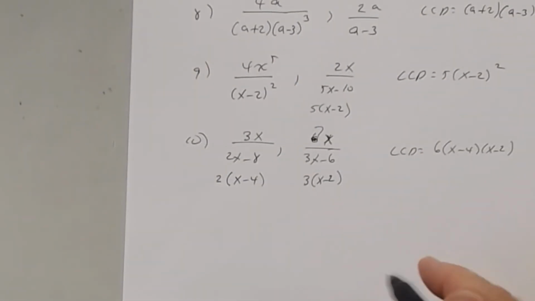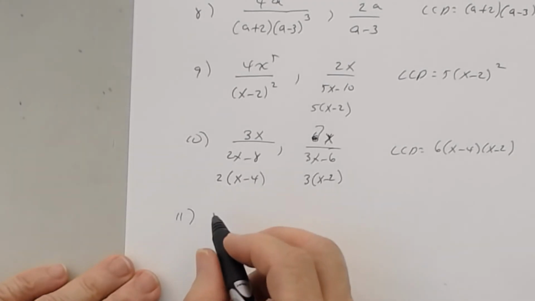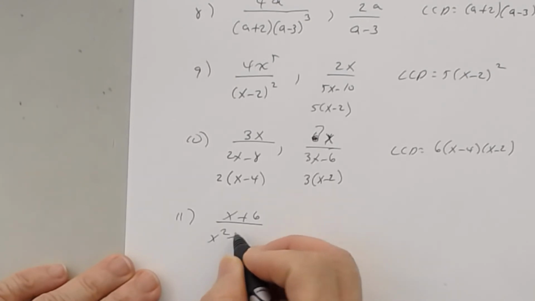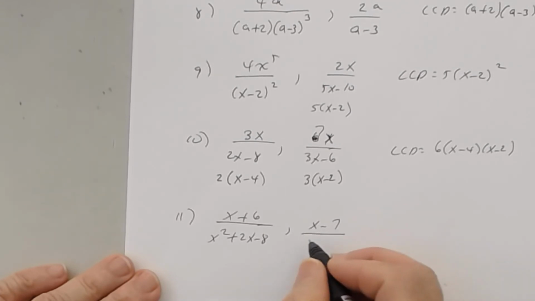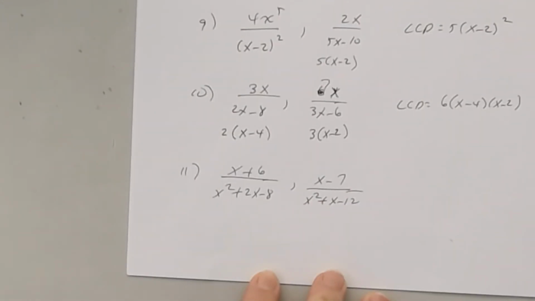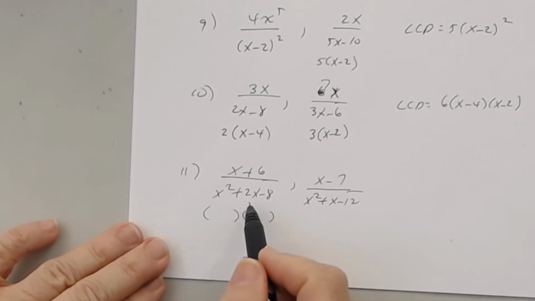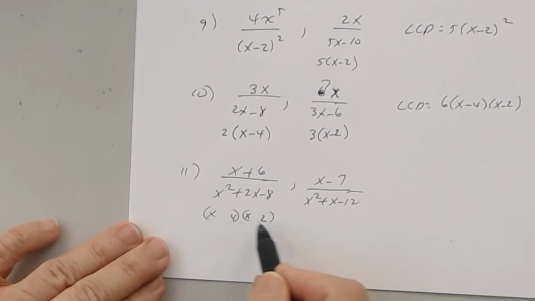All right, let's look at number 11. You have x plus 6 divided by x squared plus 2x minus 8, comma, x minus 7 divided by x squared plus x minus 12. What do you do first? Factor. So you factor this as x, what else? 4 and 2. And I think it'll be a plus 4 and a minus 2.